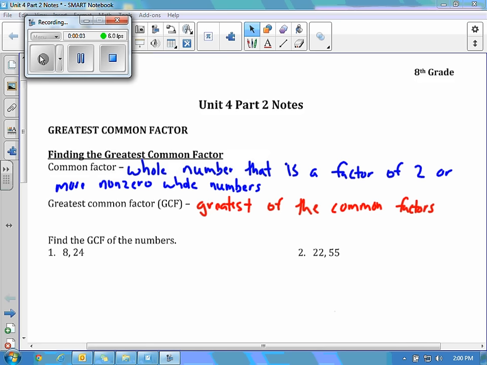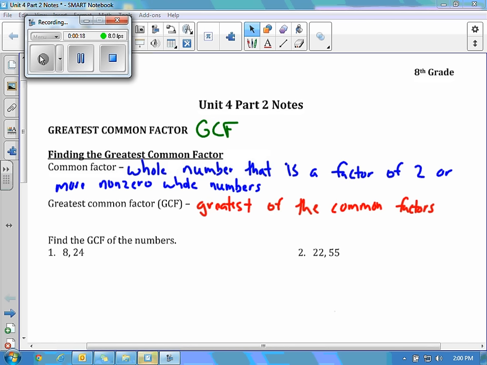to Unit 4, Part 2. We are talking about the greatest common factor, or as you probably remember it, the GCF in this section. Again, probably review, hopefully review, but also a pretty difficult concept at times, so make sure you're taking good notes.